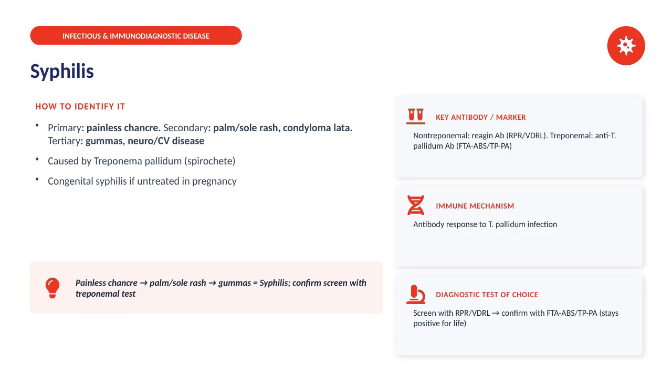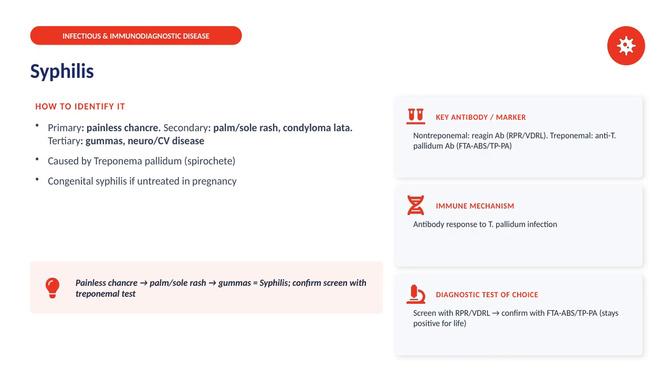Syphilis is caused by the spirochete Treponema pallidum and progresses through distinct stages. The primary stage is marked by a painless chancre, a sore at the site of infection. If untreated, it advances to the secondary stage, where you often see a rash on the palms and soles, along with condyloma lata, which are moist wart-like lesions. The tertiary stage can involve serious complications like gummas, which are granulomatous lesions, as well as neurological and cardiovascular disease. If a pregnant mother is untreated, the infection can be passed to the baby, resulting in congenital syphilis.